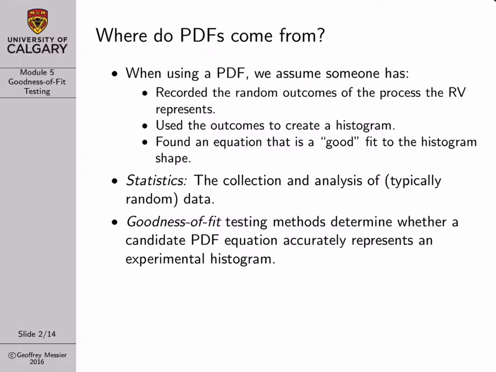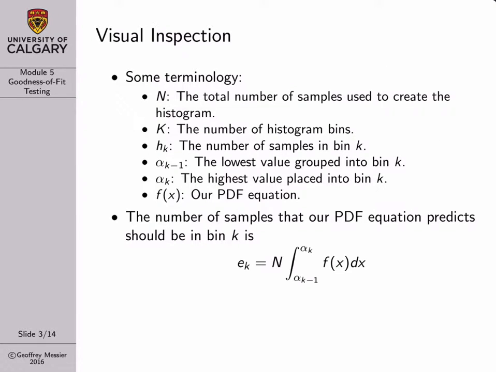Statistics deals specifically with the collection and analysis of data, typically random data. And the branch of statistics that we're going to be talking about in this module is goodness of fit testing. These are methods that determine whether or not a PDF equation that we're using to describe a histogram accurately represents that experimental histogram. Now, there are many goodness of fit techniques. We're going to be talking about, I guess, maybe two in this module.